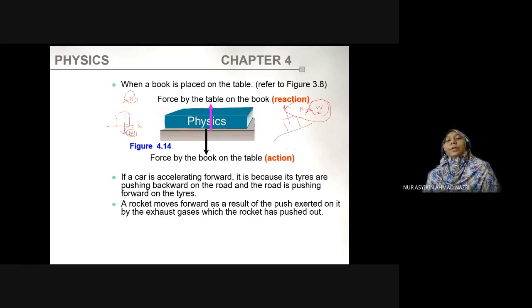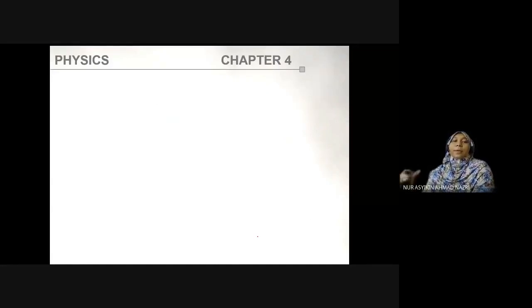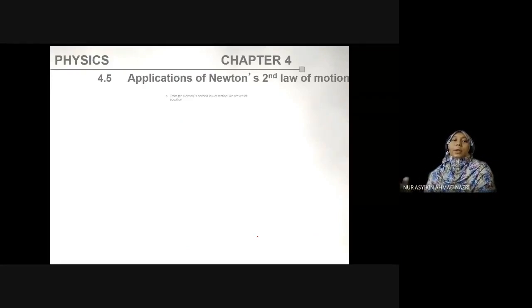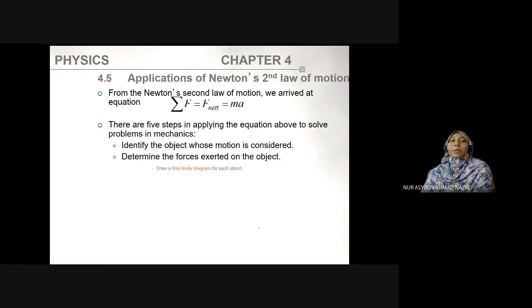Rocket move forward as a result of the push exerted on it by the exhaust gases which the rocket has pushed out. So dia akan bergeraklah ke arah yang dia nak. In all cases, when two bodies interact, the action and reaction forces act on different bodies. Okay. Maksudnya force yang sama tapi kita refer pada benda yang lain tu. Okay, so kita dah masuk application of Newton's law. So kita akan apply yang ni dan yang ni sebenarnya kita akan sambung esok lah.